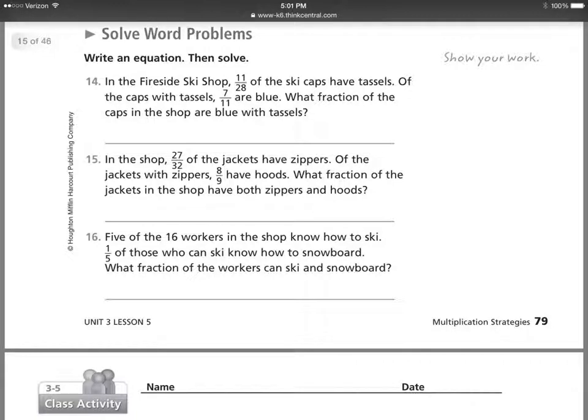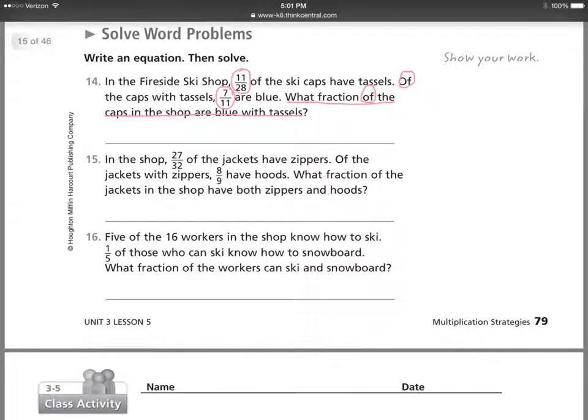14, 15, and 16, all word problems. I will model the first one for you, and you will do the other two on your own. In the Fireside Ski Shop, 11/28 of the ski caps have tassels. Of the caps with tassels, 7/11 of them are blue. What fraction of the caps in the shop are blue with tassels?